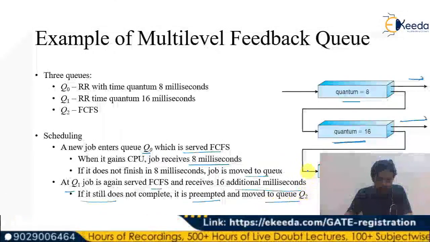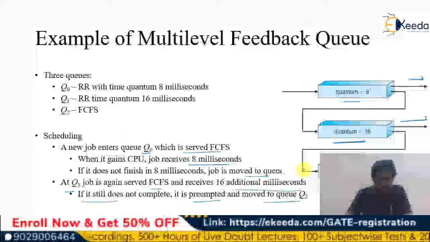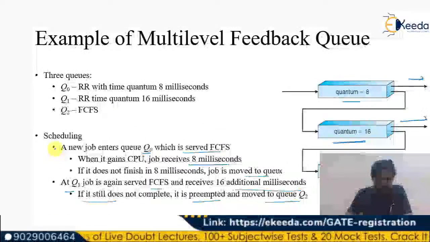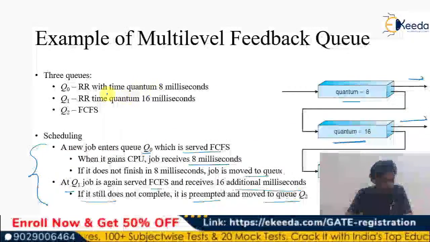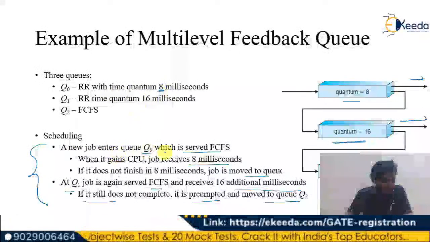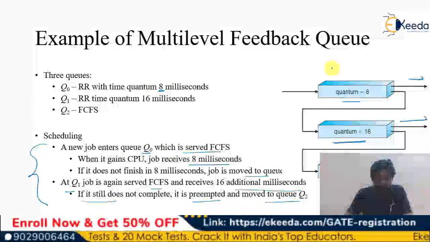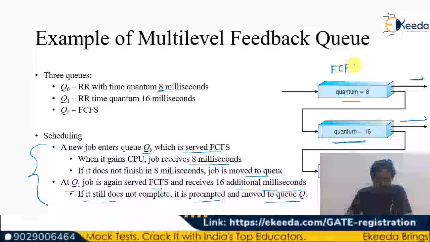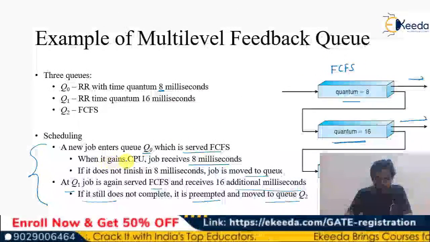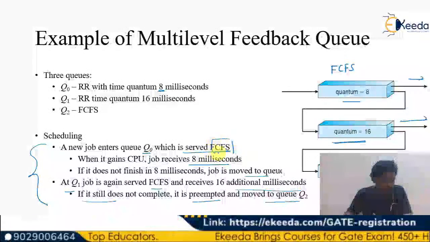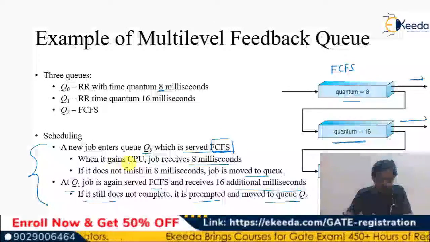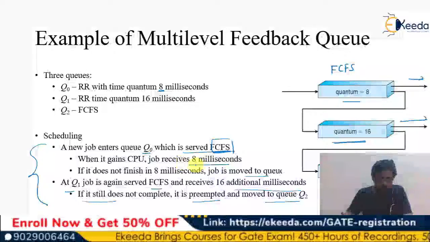I think Q0, Q1, and Q2, so three queues are there. What it is trying to say in this scheduling algorithm is that a new job enters into Q0 with a time quantum of 8 milliseconds, and we know that round robin is FCFS, right? When it gains the CPU, it is served FCFS because round robin is implemented through FCFS. When it gains the CPU, the job receives 8 milliseconds.